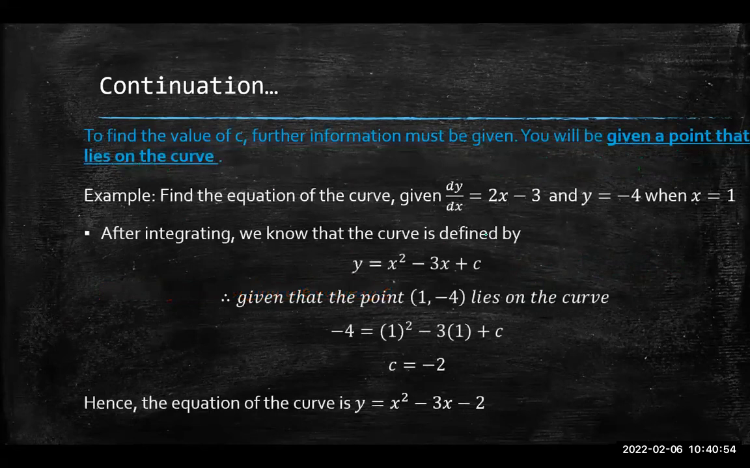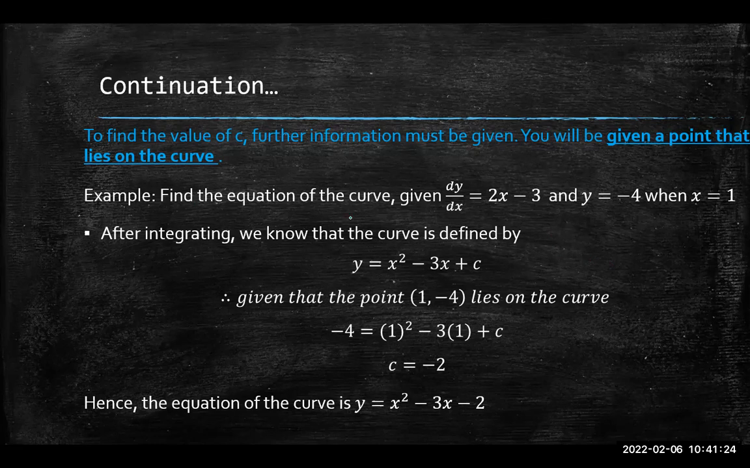So how exactly do we do that? Well, to find the value of c, further information must be given. Just like when you're doing coordinate geometry, they would tell you a point on the line, and then using that point, you do substitution and you find the value of c. Same thing you're doing here. They would give you a point that lies on the curve, and then using that point, you'll be able to find the value of c, just like you did with coordinate geometry, right?